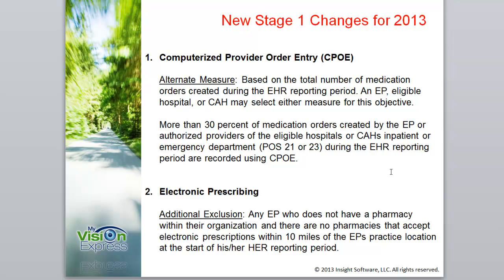So there are more than 30% of medication orders created by the doctor or authorized providers of the eligible hospitals or CAH inpatient or emergency department during the EHR reporting period that are recorded using CPOE. For number 2, electronic prescribing, this is core objective number 1. There is an additional exclusion. Any doctor who does not have a pharmacy within the organization, and there are no pharmacies that accept electronic prescriptions within 10 miles of the doctor's practice location at the start of his or her EHR reporting period.